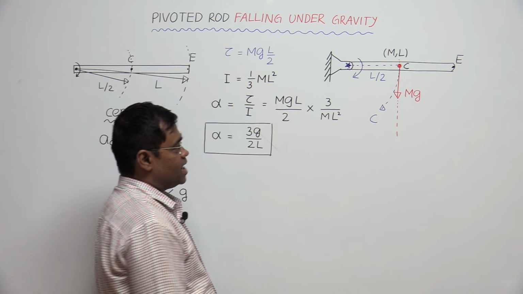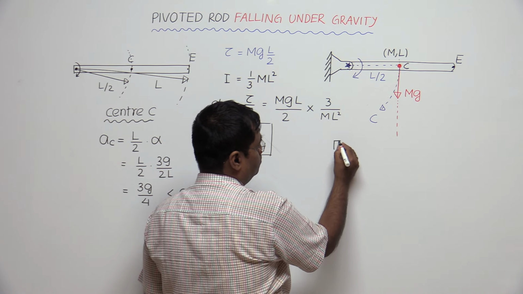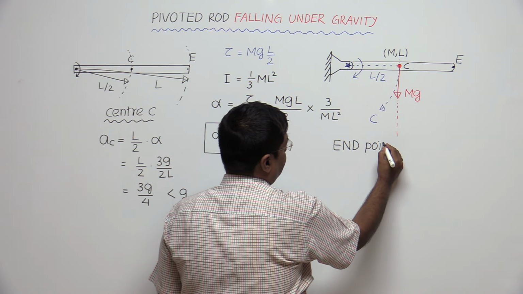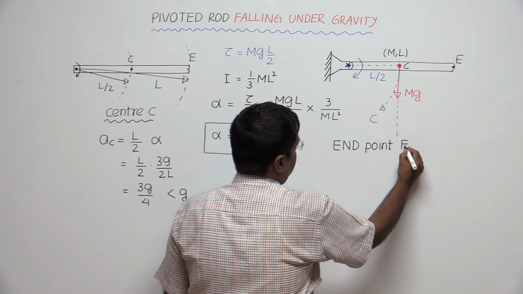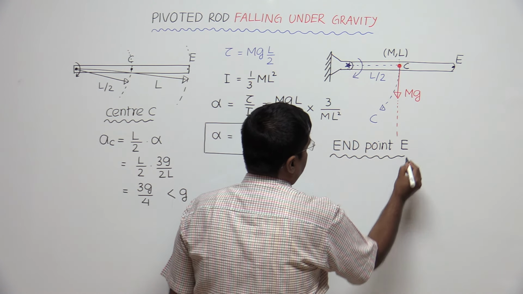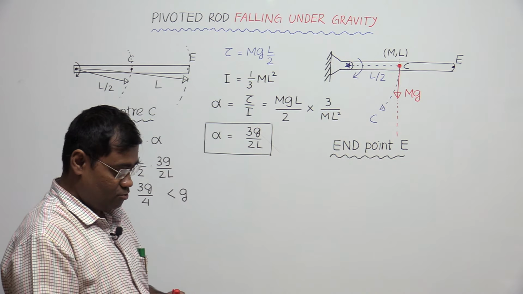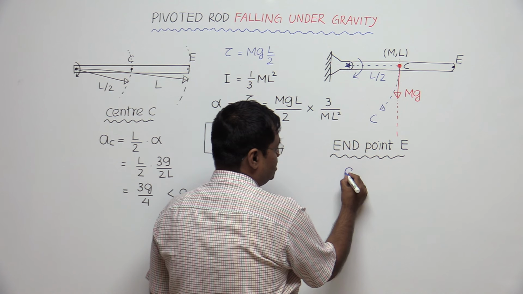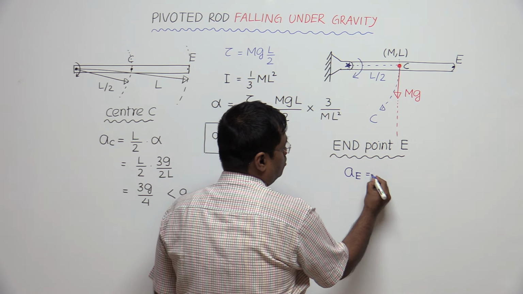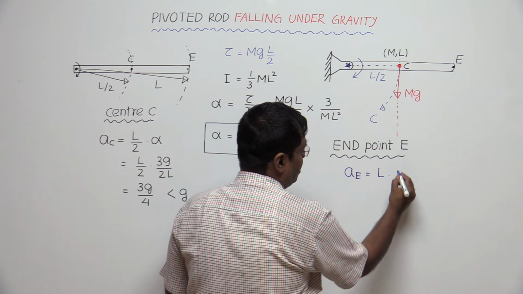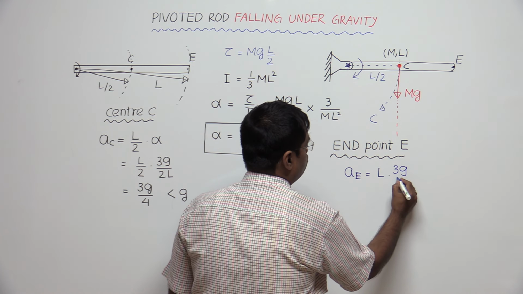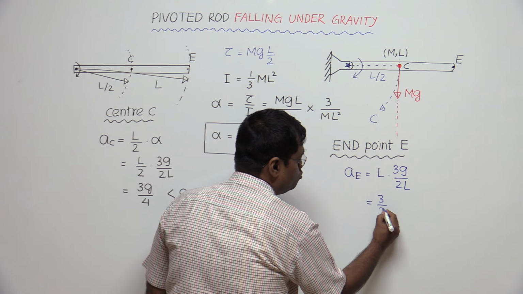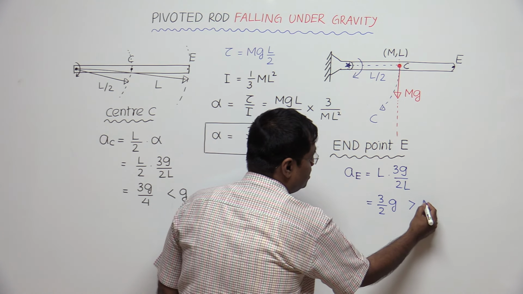Now, what about the acceleration of the end point E? To get its acceleration, we can write r into alpha. So, the acceleration of the end point equals the corresponding r, which is L, times alpha, which is 3g upon 2L. So, we are getting that the end point has acceleration 3 by 2 times g. Remember, this is greater than g.